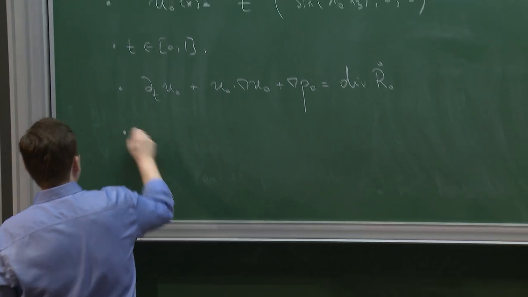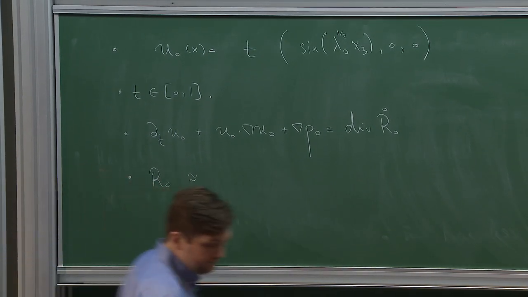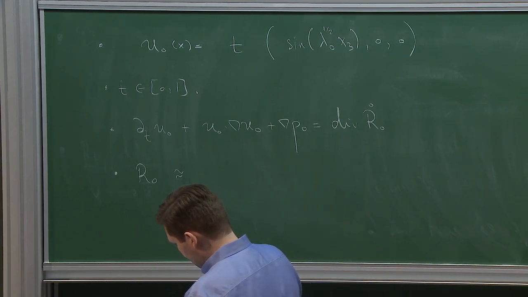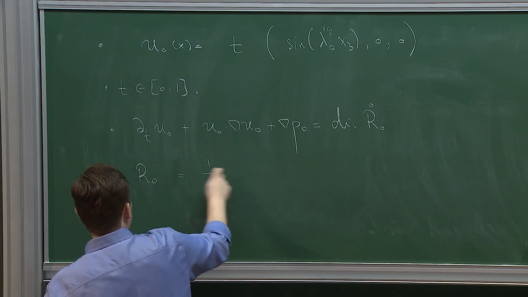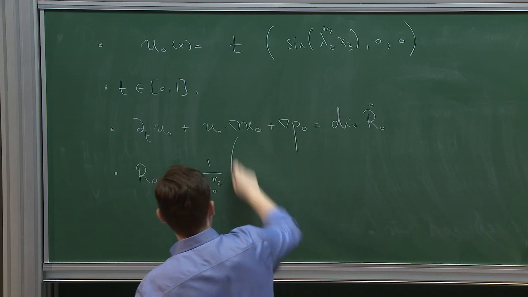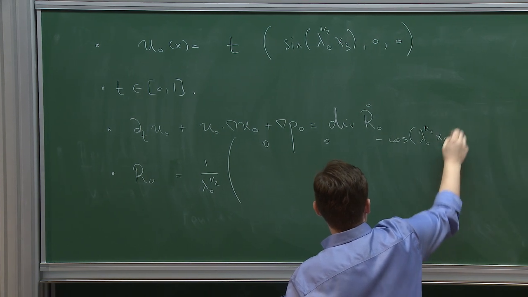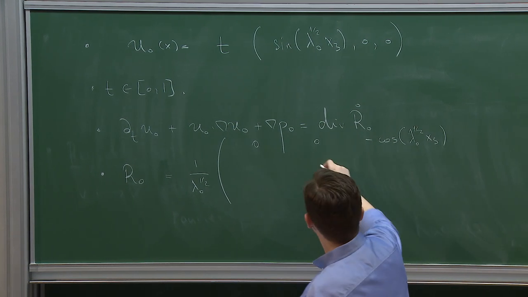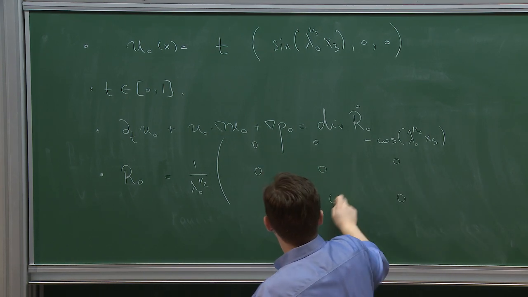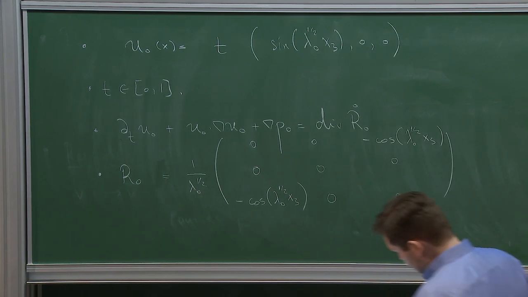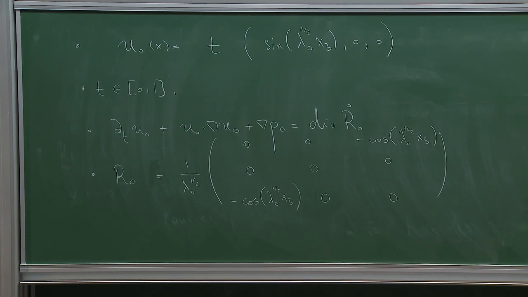So where R0, let me not write up to constants. Let me write actually what it is. And then it's traceless symmetric. Okay? So you can just check that if you take the divergence of that, you get exactly dt of u0. So there's a balance between these two terms.